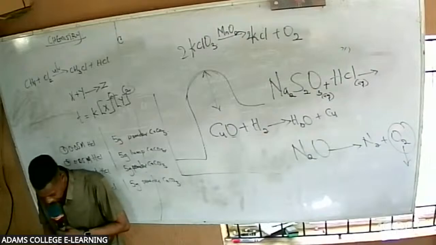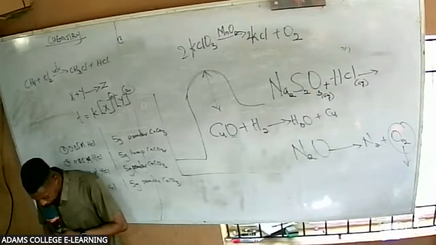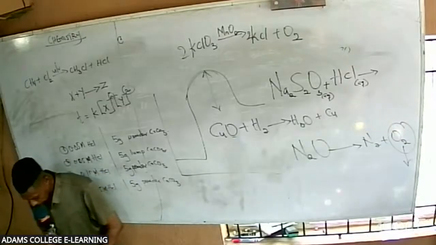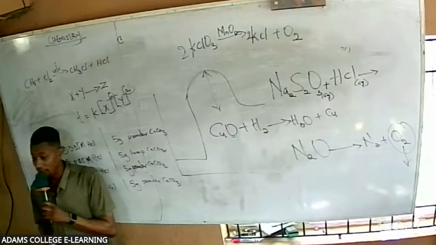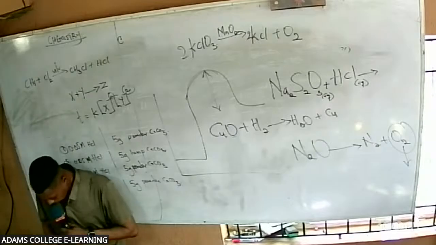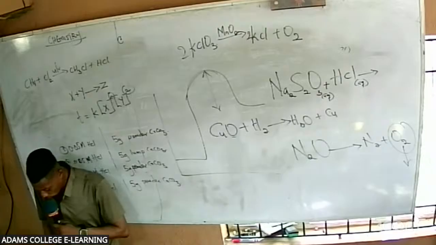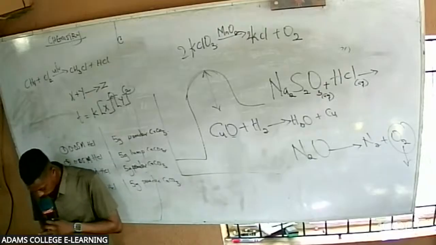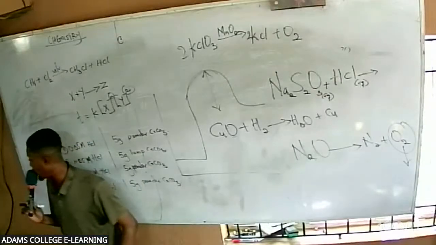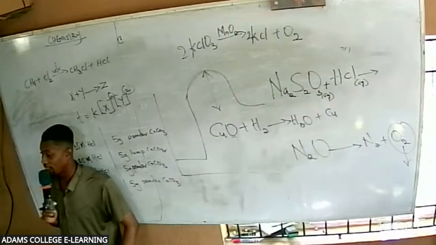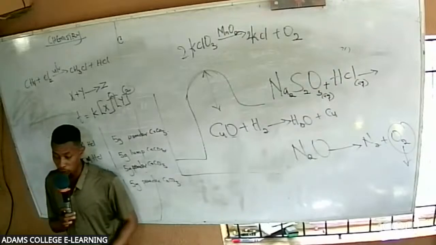Right, now this. The brown fume given off when trioxonitrate(V) acid is heated consists of. So we are trying to look at the decomposition of trioxonitrate(V) acid.